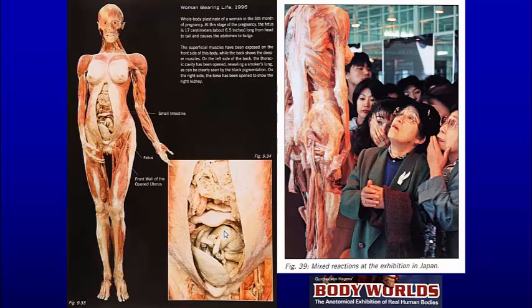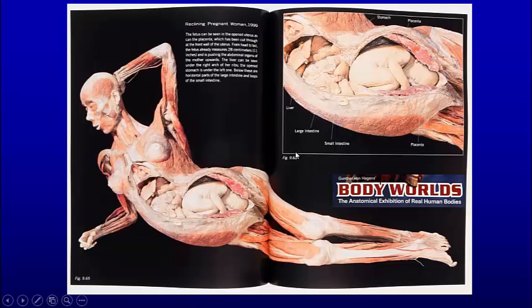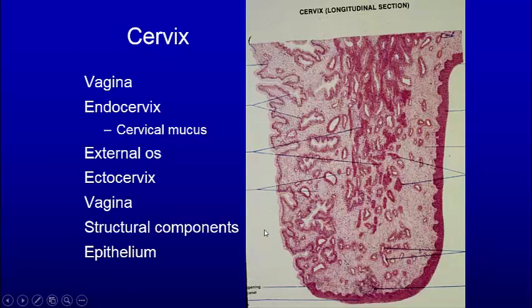And of course, some of these images were not well received in some countries. Here we have the discoid type placenta with the umbilical cord going through there. And here we can see the baby is quite large with its head down low, so it can come out head first. From the uterus, then we have the cervix.